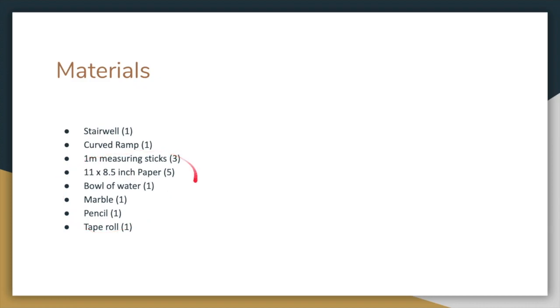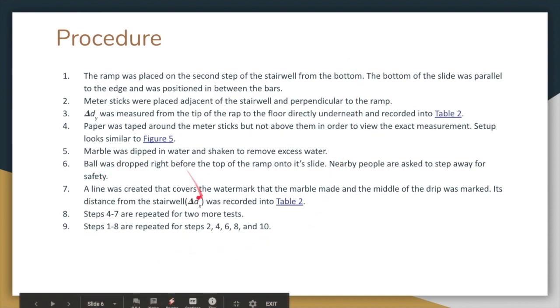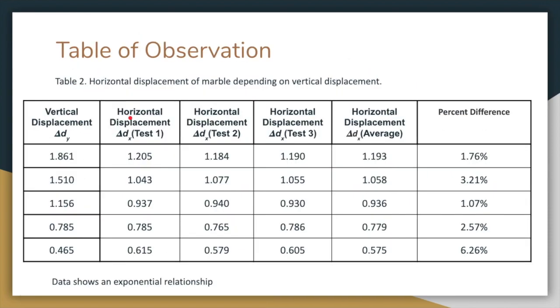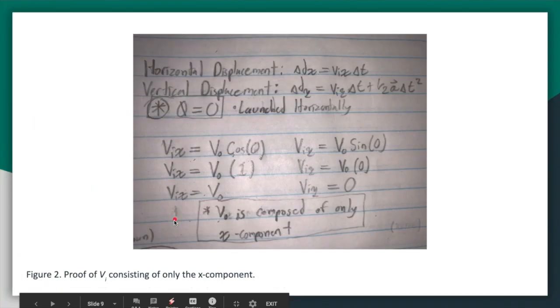So let me just go back. These are the materials, basically what we need for the setup. So you want to do it near a stairwell and have all these things with you. And you need to follow this procedure, which I won't mention because it takes too long. So these are the quantities that are found from doing the experiment and basically looking at these and plotting them in a regression graph.